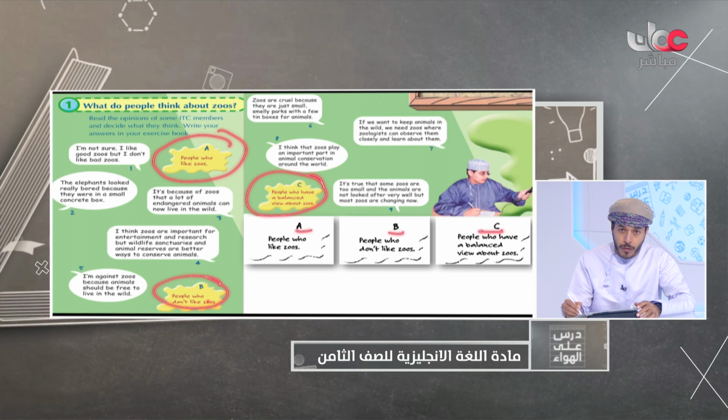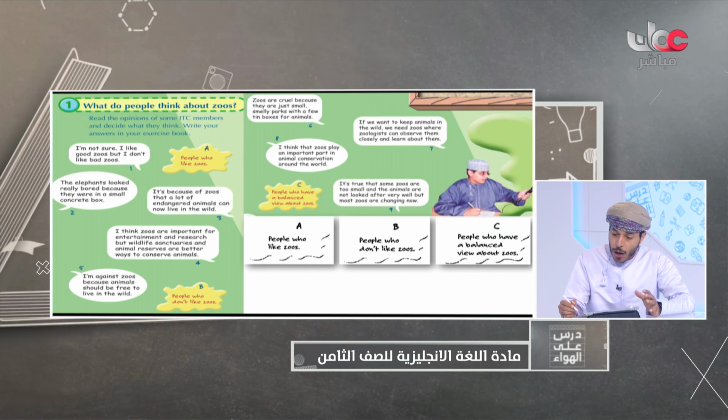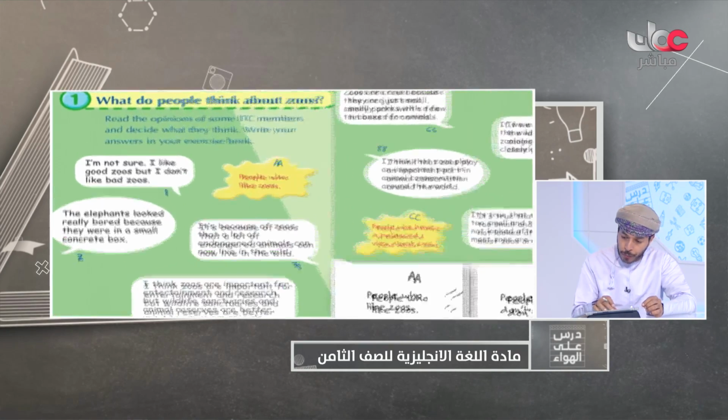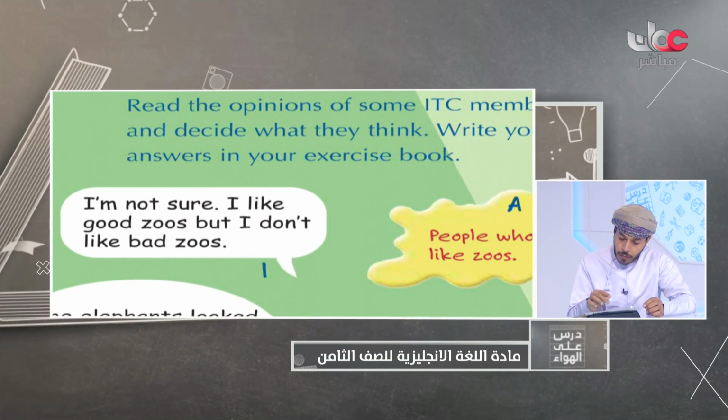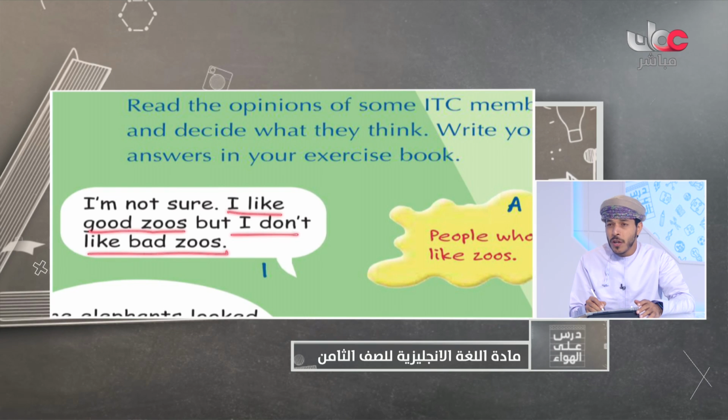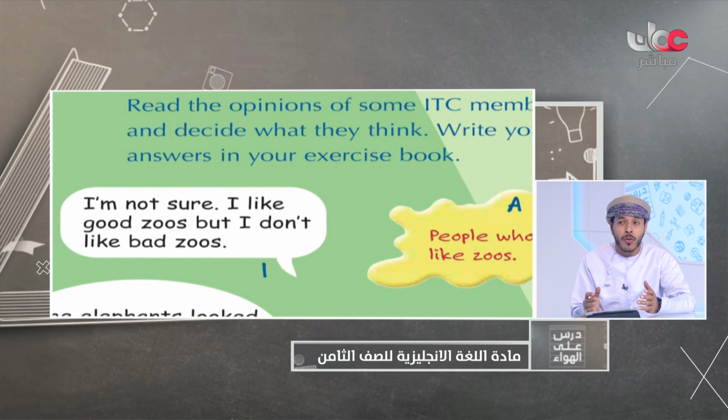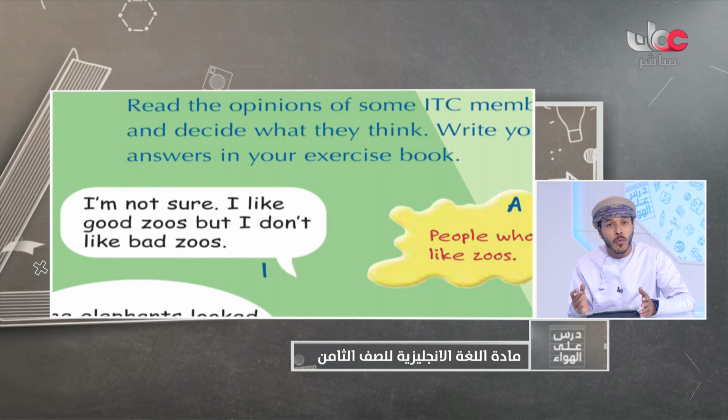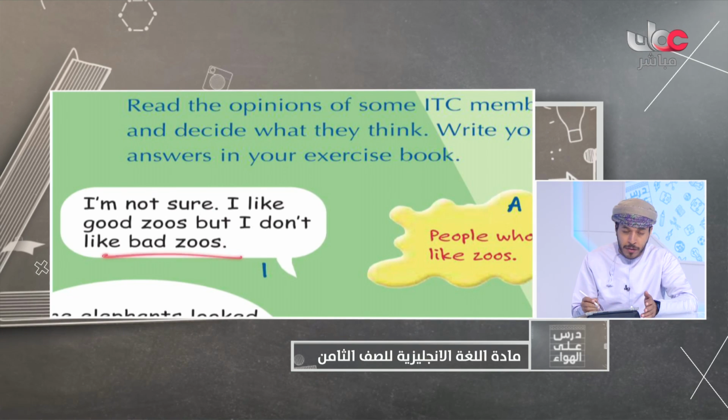So we classify them based on these 3 bubbles. Okay. So now, how can we answer this? If we look at the first one, look at number 1. I'm not sure. Okay. I like good zoos, but I don't like bad zoos. So it doesn't matter to this student. He or she is not sure about going to these zoos. So he might go to good zoos and might not go to bad zoos.